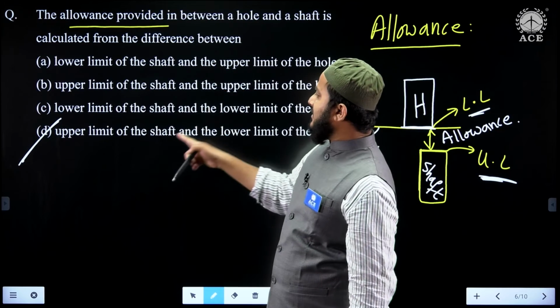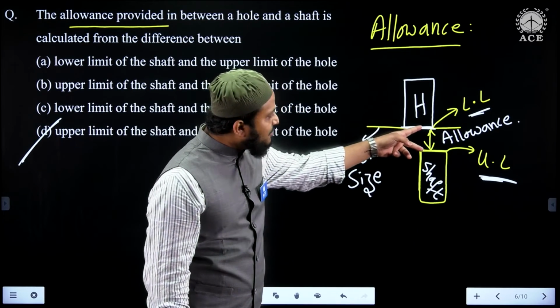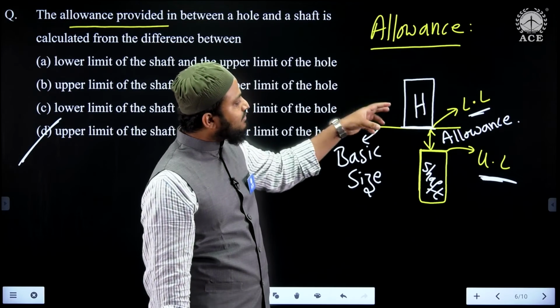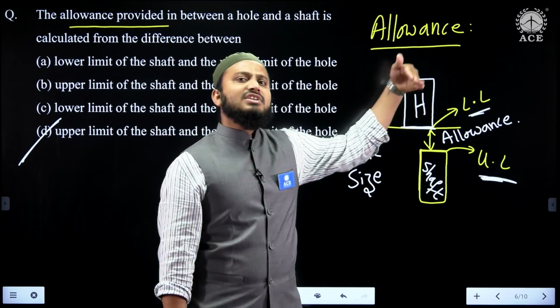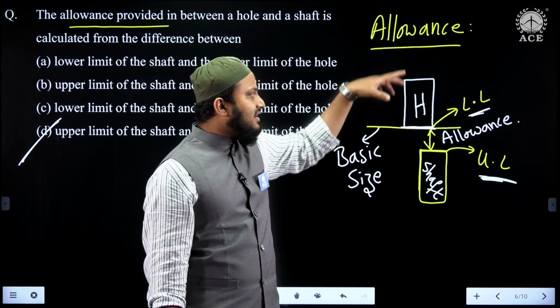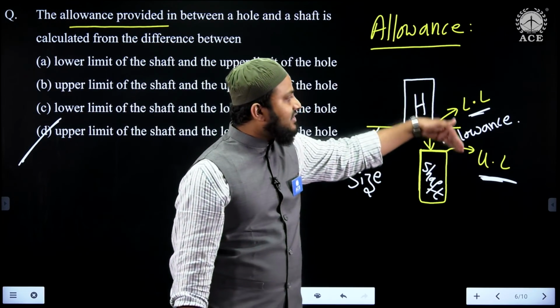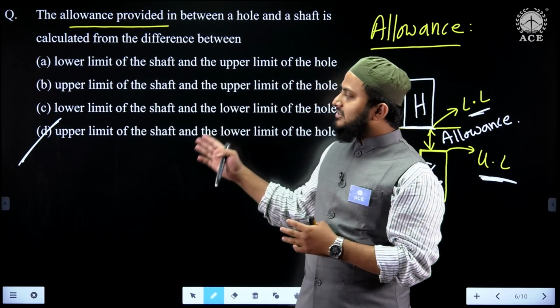Right? The difference between the upper limit of the shaft and the lower limit of the hole is the minimum clearance in case of a clearance fit, but that is only the allowance. Whereas if you take an interference fit, in that case also it might be the maximum interference, but at the end it is the difference between the upper limit of the shaft and the lower limit of the hole only. Therefore, the answer to this question is option D.